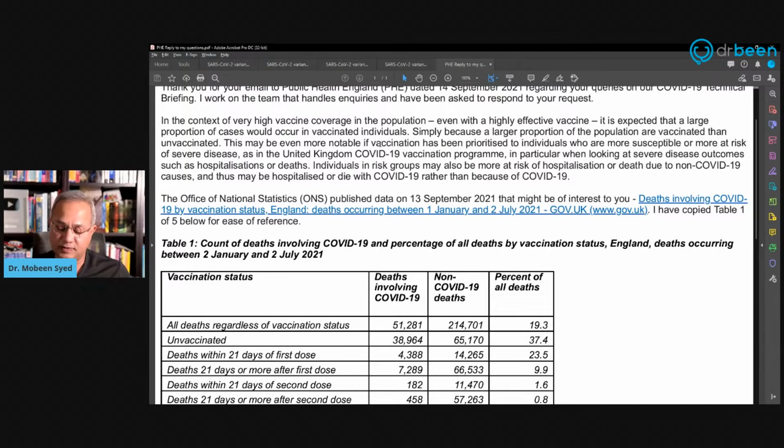If vaccination has been prioritized to individuals who are more susceptible or more at risk of severe disease. So in the majority of societies and communities, the folks who were vaccinated first were those who had advanced age and comorbidities. So if you compare their situation to, let's say, youngsters, that does not work very well, even if the youngster is unvaccinated. And that is what I mean by age stratification.